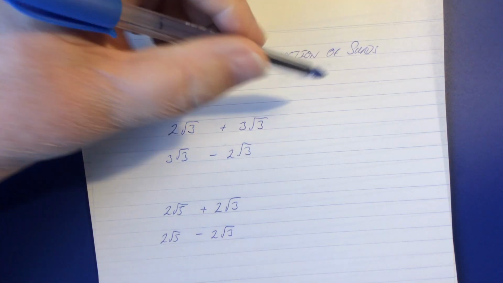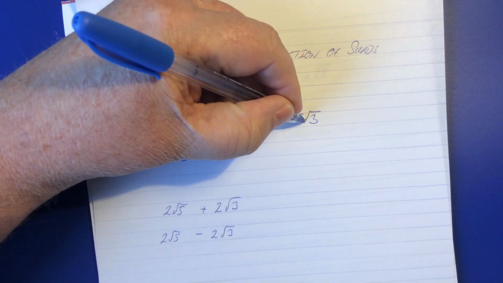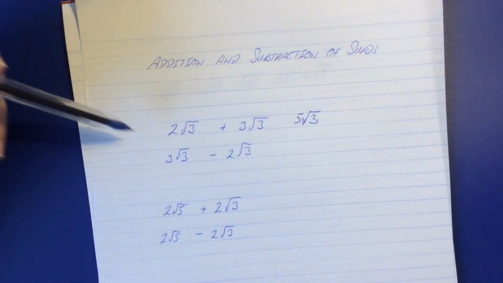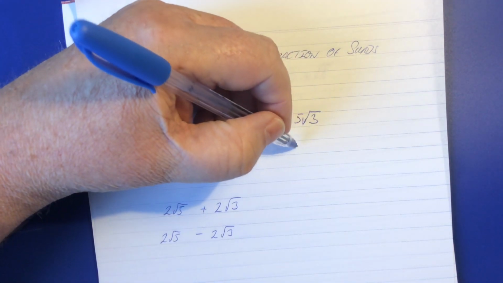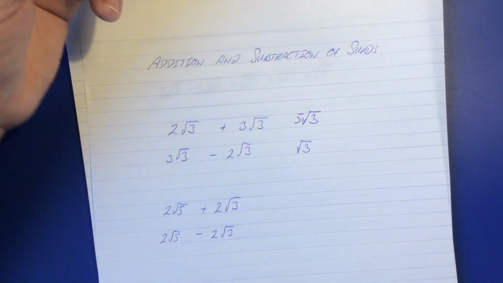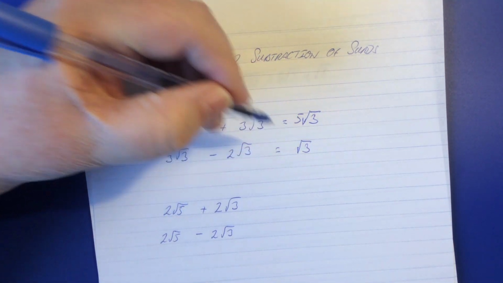The answer to this is 5 root 3. 2 plus 3, 5. 3 minus 2, 1. We can put a 1 there if we want, otherwise that's just perfectly acceptable as it is. Okay.